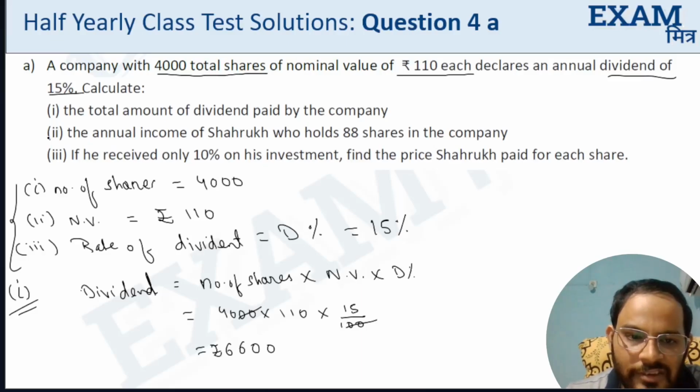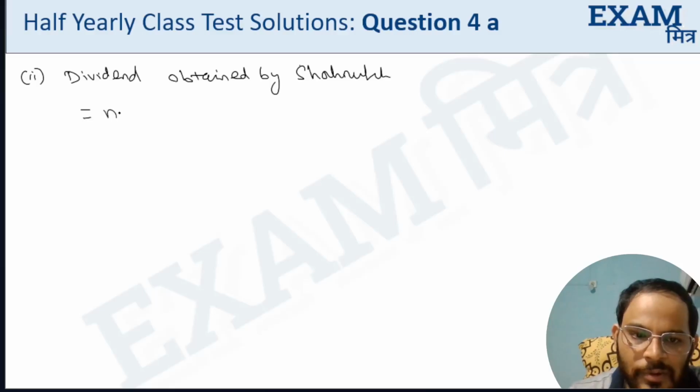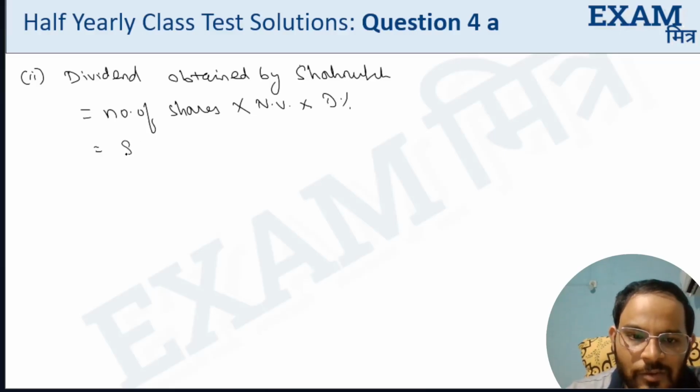Now, the second question is the annual income of Shahrukh, who holds 88 shares. Now, see, Shahrukh holds only 88 shares. That means he will get the dividend on these 88 shares only. Dividend obtained by Shahrukh equals the number of shares he holds times the nominal value of each share and the D%, the dividend percent, the rate of dividend. Now he holds 88 shares. So 88 into nominal value 110, and the D% is of course 15 by 100, that is 15%.